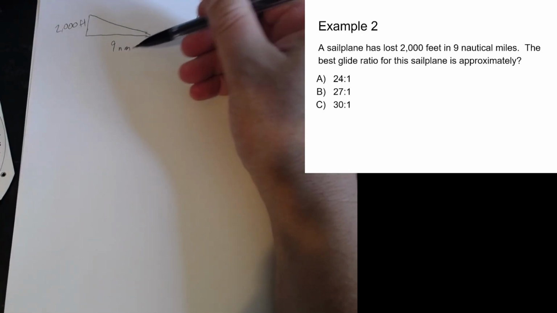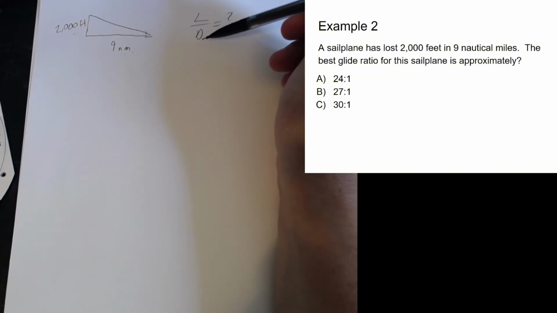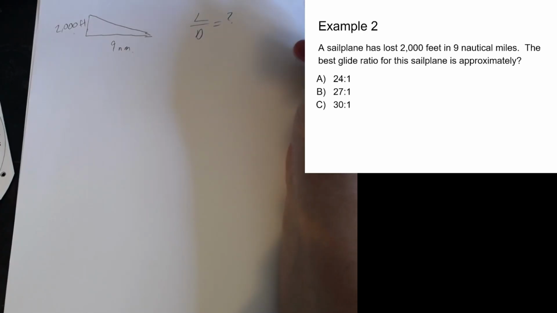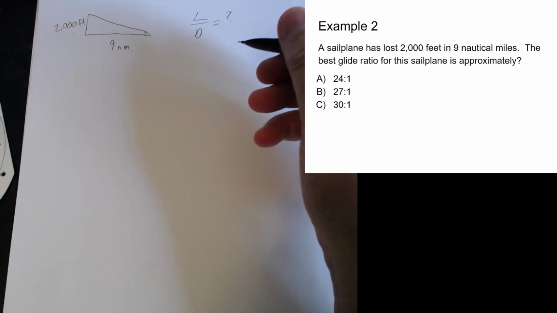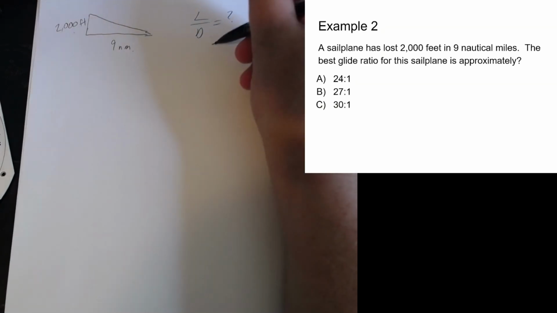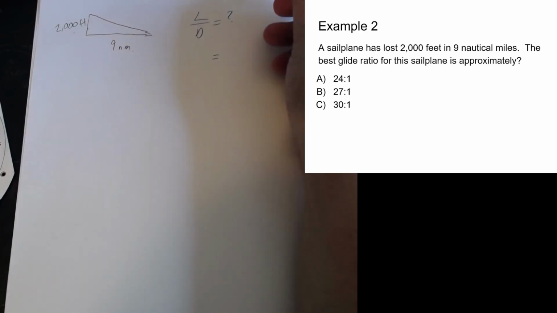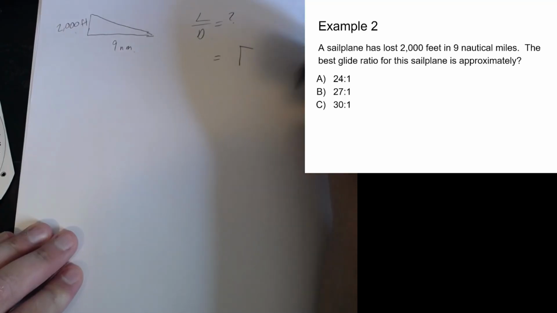So they've given us a distance that we've gone and a height that we've come down. And now what's the third item? The third item is, what is L over D? So we could do this just as we have before. Let's write what our L over D would be. Well, the easiest way to do that is to say that we're going to go over, oops.